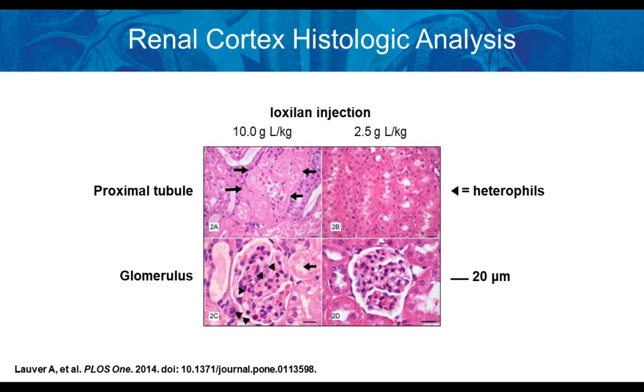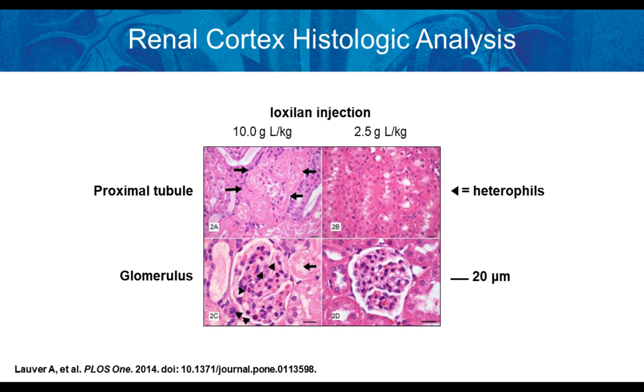And when you look at the kidneys, you see this effect. So on the left side, we have 10 grams of iodine per kilogram of ioxilan. So this shows significant injury. These are markedly swollen proximal tubules, and you can see inflammation even in the glomeruli.